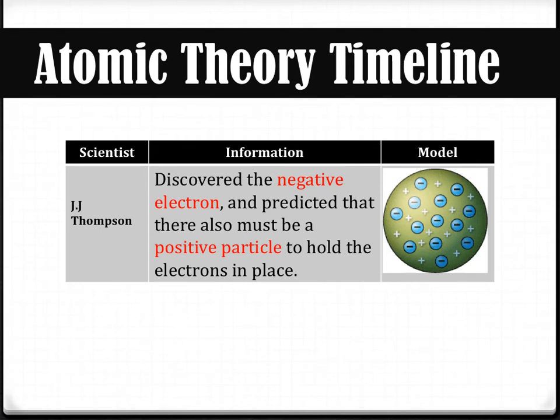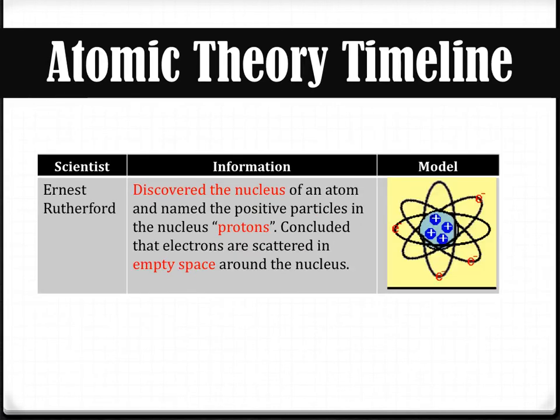Our next transition was with J.J. Thomson. He was the first one to actually discover the negative electron, and he predicted that there must be a positive particle in order to hold it in place, because he knew that opposites attract. So if I have a negative particle, then I must also have a positive particle. If you look at his model, you can see it's more like a plum pudding, where you just have the different particles sprinkled throughout. So there's positive sprinkled throughout, negative sprinkled throughout in that model.